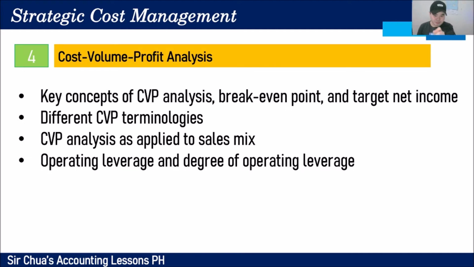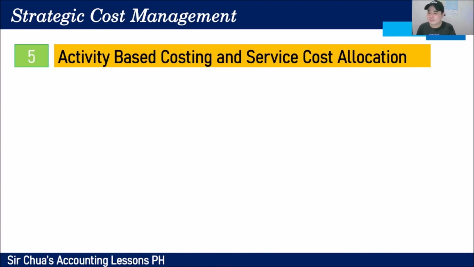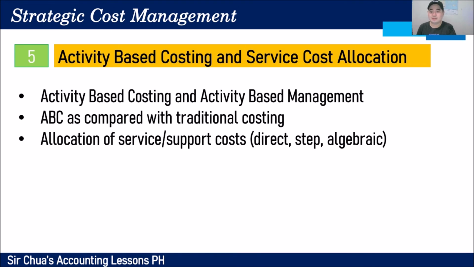And then, as you can see, we also have sales mix here. It means that we will also be talking about how to do the CVP analysis in case you have many product lines. Okay. And then we also have activity-based costing and service cost allocation. You know this already in your cost accounting, but we will be focusing on how to do it on a management level. Okay. And also activity-based costing, and how do we compare it with traditional costing? What entities or what services or what manufacturing industries, basically what industry is more inclined with ABC, and what industry can relate more with traditional costing.